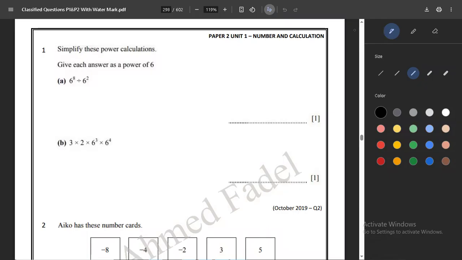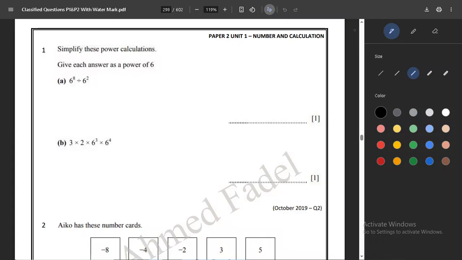And in today's video, we're going to discuss paper 2, unit 1, number and calculation in the classified book. Remember that in this paper 2, you can use the calculator. All right, but not in every single question.